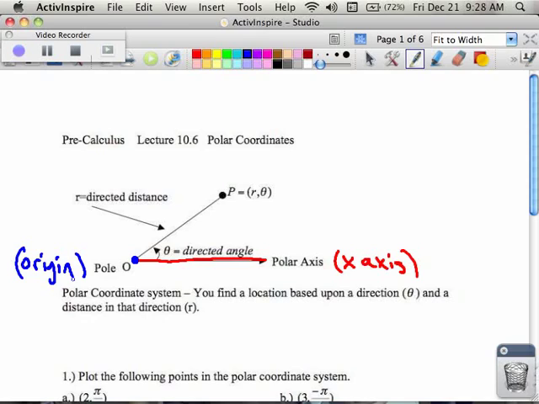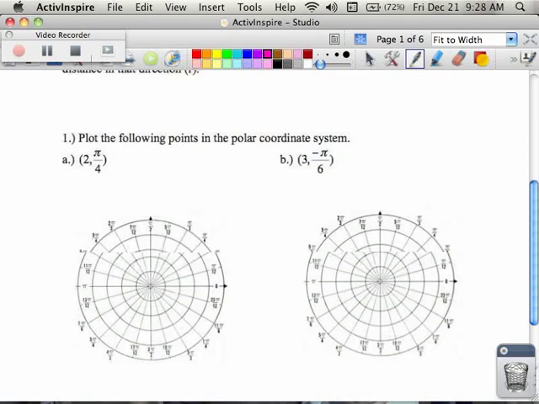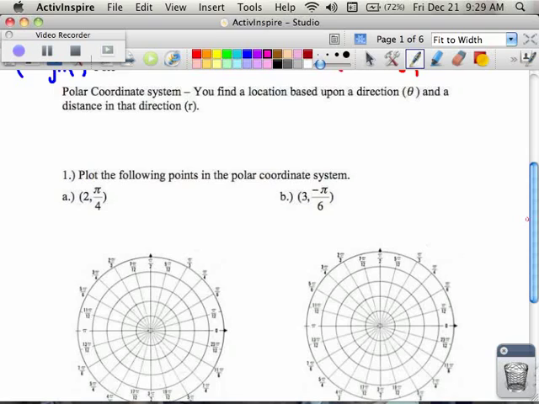And now when they talk about coordinates, instead of our coordinates being x and y, we're now going to use r and theta. The r stands for a distance that you're moving, and the theta stands for the degree measurement that you're moving in. So let's look at a few examples of that. Again, we are now talking about some distance called r at a certain angle measurement called theta.